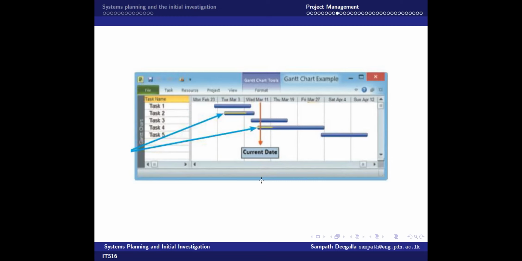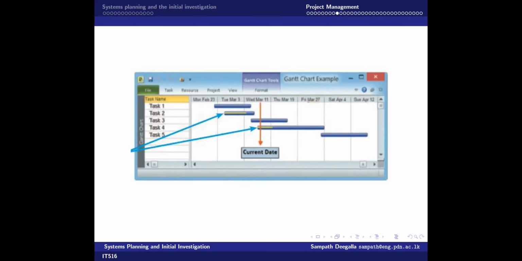So the current date is shown, and some of the progress is represented in yellow color here, which is another way to show it. The blue bar shows you the actual scheduling, and the yellow color represents how much has actually finished during this period of time. So for example, task 2 was not completed as expected, whereas task 5, for example, task 4, for example, went beyond the expectation, right? All these can be represented, right?